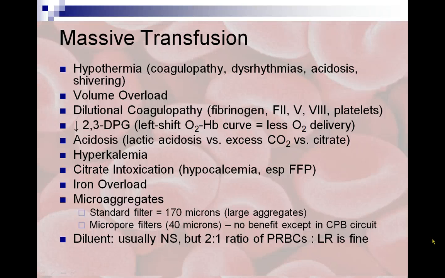I would say that the risk of this is pretty close to zero, unless you are in the habit of actually diluting your blood with crystalloid, in which case a 2-to-1 ratio of packed cells to LR is still fine, and a 1-to-1 ratio is probably getting a little risky. But unless you're actually pouring LR into your unit of blood, you should be fine.